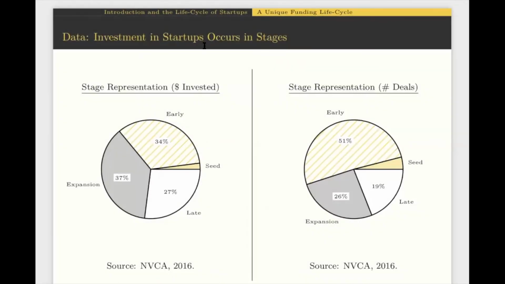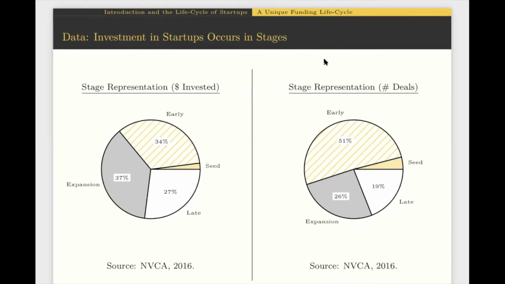But before I start going over details of different stages of the startup life cycle, I want to mention a few other unique things and features of startups. One is the unique funding life cycle that startups have. In particular, the most striking feature of funding for startups is that startups raise their financing in multiple stages, right?